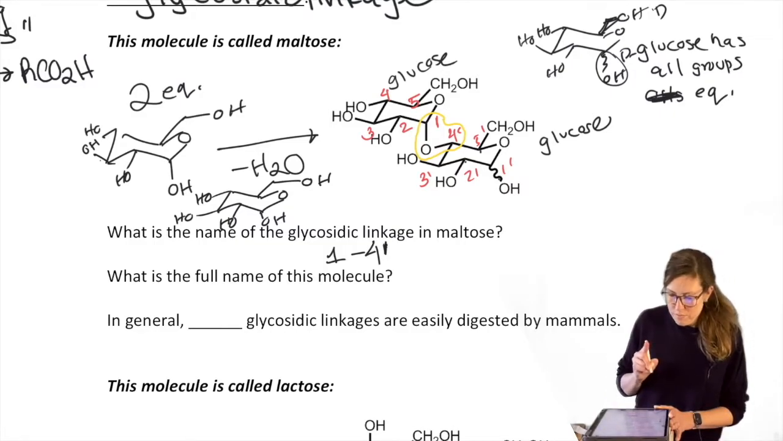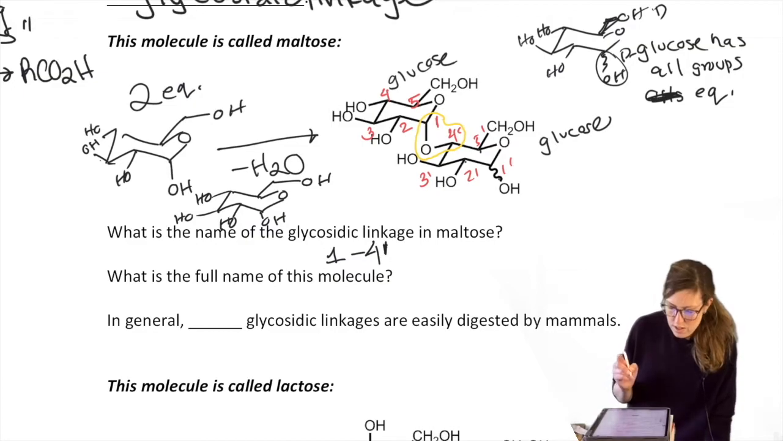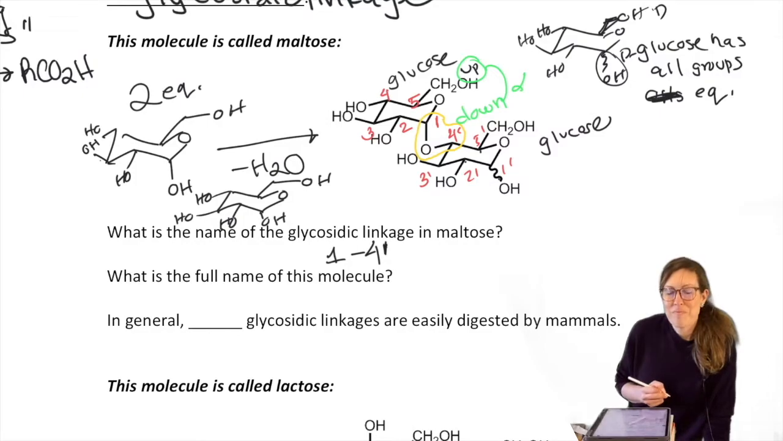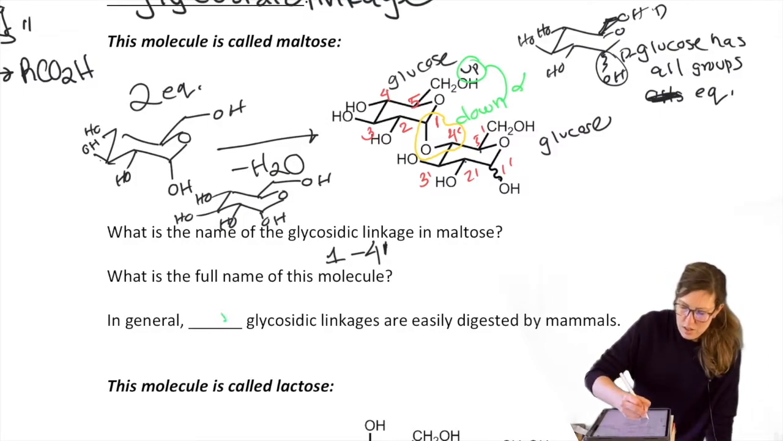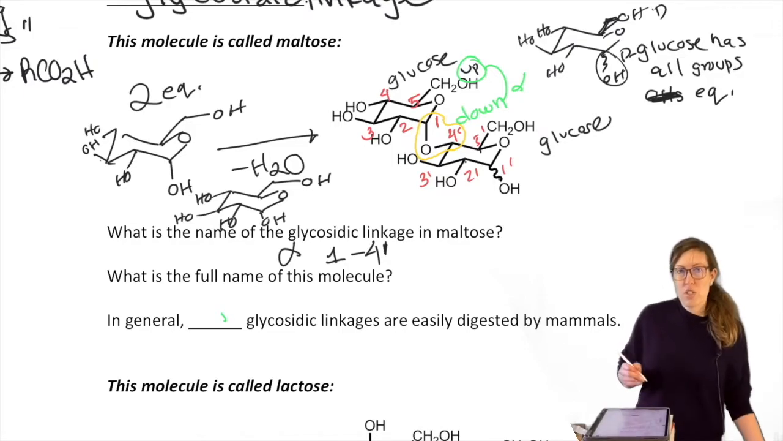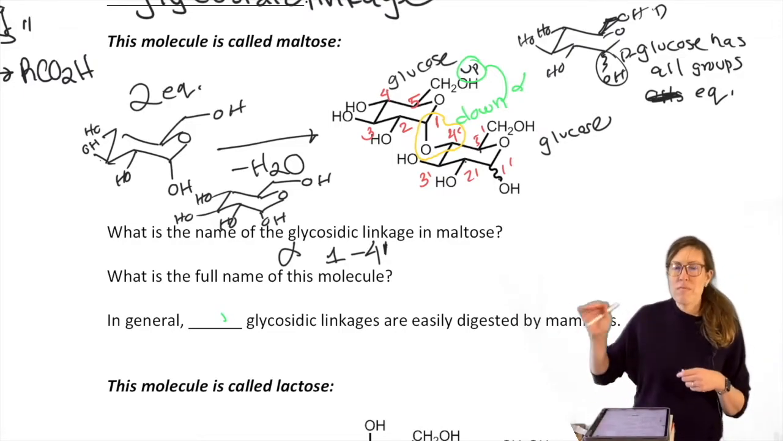Furthermore, notice how the linkage itself, this is an up group. This is a down group. That tells us it's alpha, right? So alpha 1,4 prime. So we could have a beta linkage that's a 1 something prime, or we can have an alpha linkage.